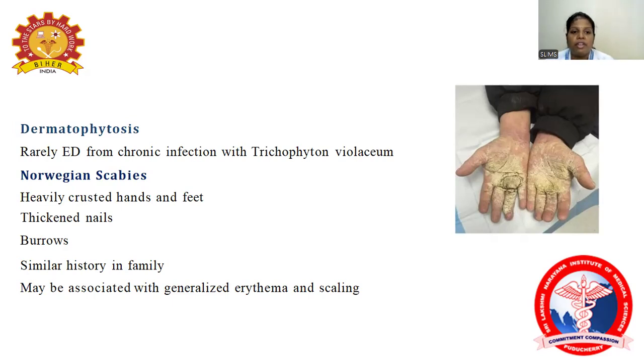There are heavily crusted hands and feet, thickened nails, burrows as I told you before, and similar history in the family, and they can be associated with generalized erythema and scaling.